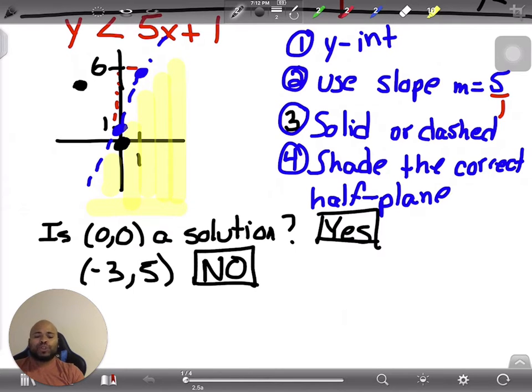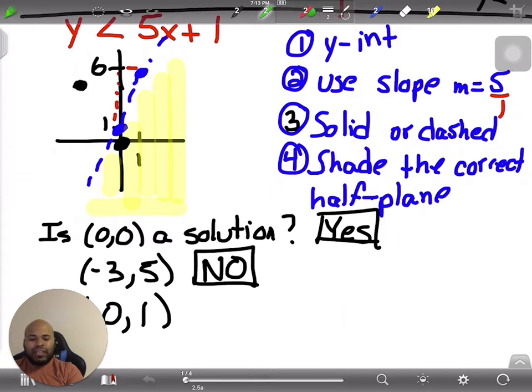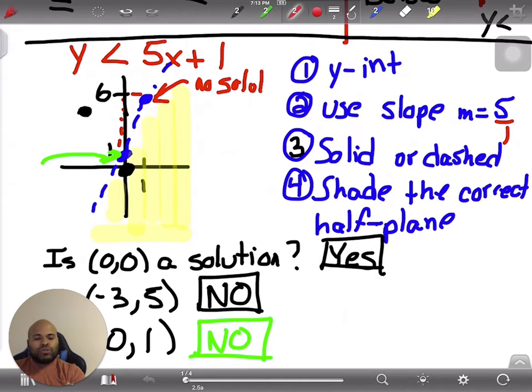My last question to you: is the point 0, 1 a solution? Well, if I look at my graph, the point 0, 1 is actually graphed already right there. Is that the blue point right there? You might be tempted to say yes, but the answer is no. That is not a solution. Does anybody know why? I'll tell you right now. Because the problem says that y is less than 5x plus 1. The reason we drew a dashed line is because none of the points on it are solutions for this inequality.